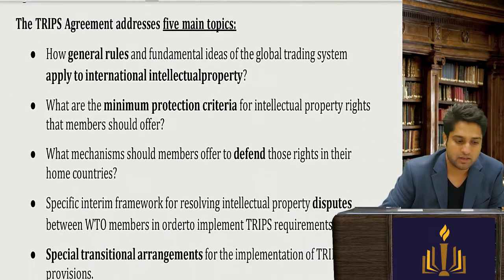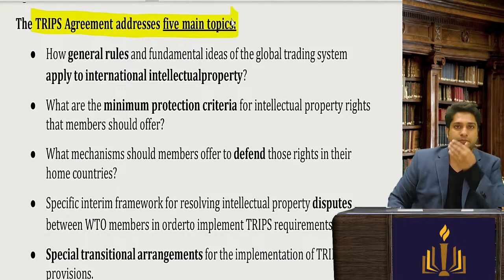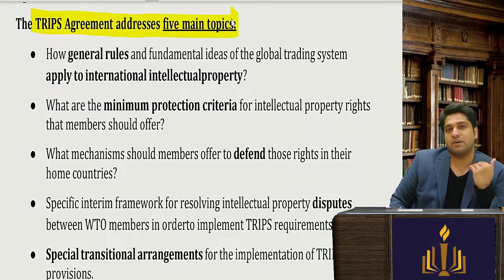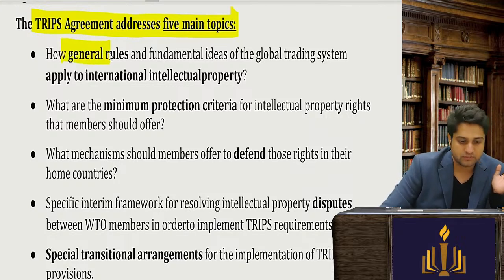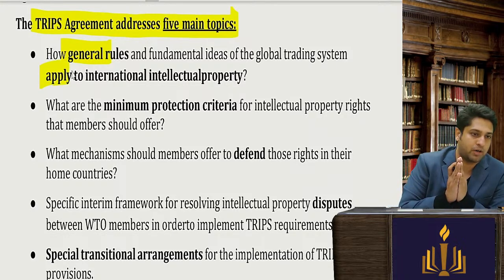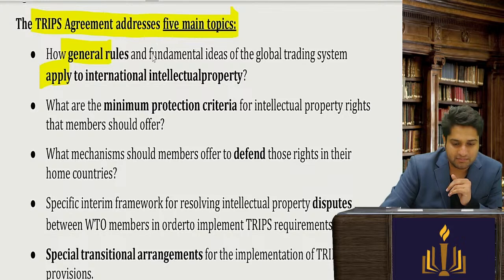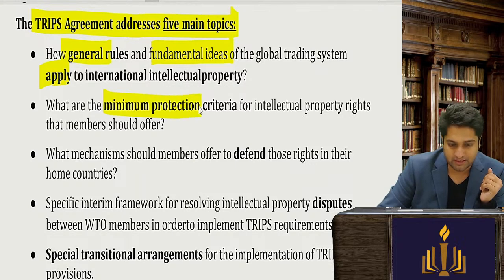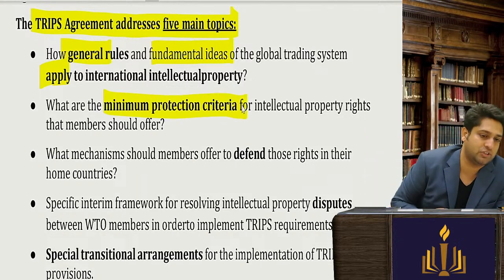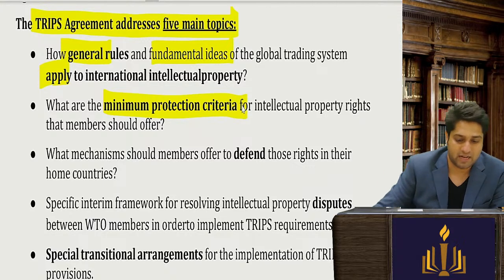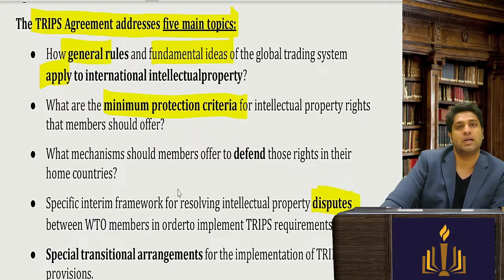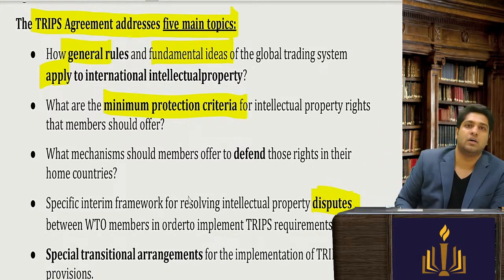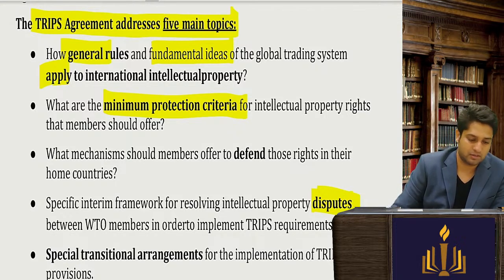TRIPS agreement addresses 5 topics. Now again, what does TRIPS talk about? Five things. First one, general rules for applying for intellectual protection. They will get the fundamental ideas. Next is minimum criteria, which I told you is needed, beyond which flexibility is given to the nations. Then they've also said how you settle disputes: dispute settlement procedures, mechanisms, etc. If a dispute is there, they can go to the dispute settlement system.